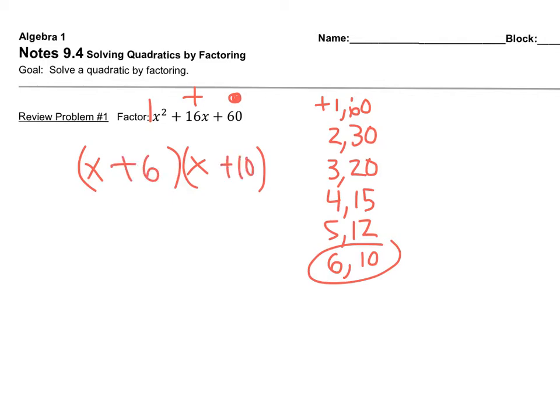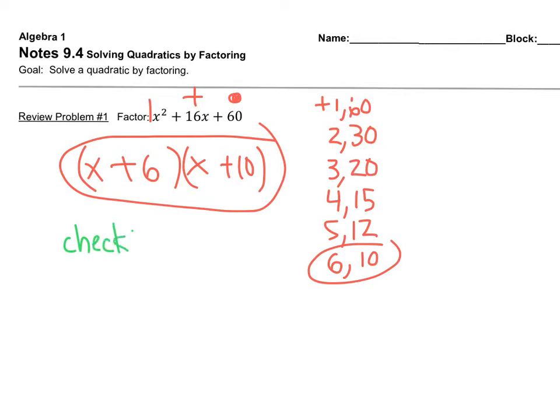However, we are not done with the entire problem. This is my final answer. My final problem work has to include the check. So we will rewrite our final answer, which we circled, and we're going to show some work here for checking. So I'll distribute the x, and then we'll distribute this 6. So let's go ahead and multiply.